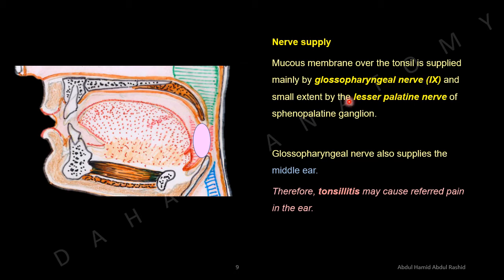It may receive a small extent of supply from the lesser palatine nerve of the sphenopalatine ganglion. Glossopharyngeal nerve also supplies the middle ear. Therefore, in tonsillitis, there may be referred pain in the ear.